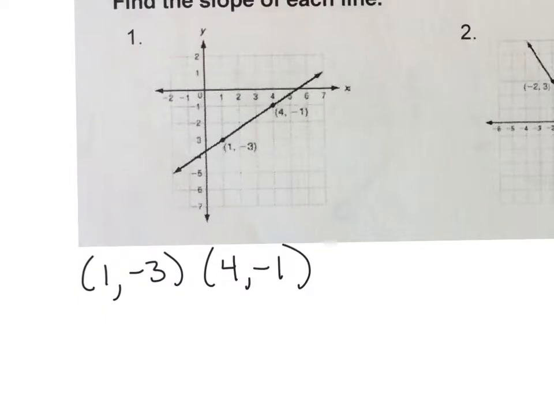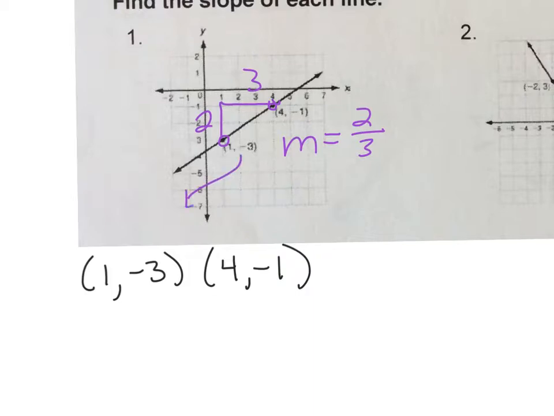On this first problem, we have a graph. We could do rise over run from one point to the next. So I'm going to go from this point here to this point, and you count the blocks: 1, 2. I went up 2 units. And then 1, 2, 3, I went to the right 3 units. So again, my slope would be rise over run. I rose up positive 2, and I went to the right 3, so my slope is 2/3.